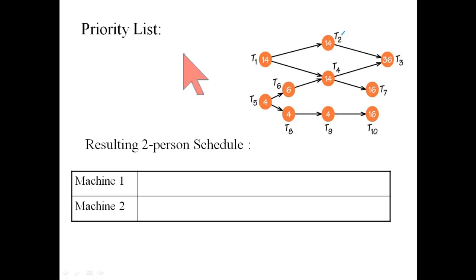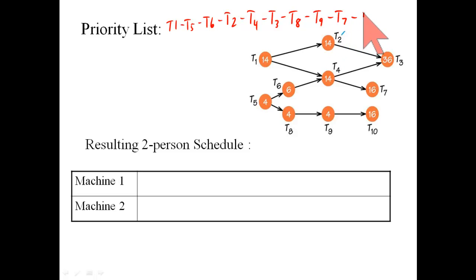So let's list them here. We ended up deciding that task 1, task 5, task 6, task 2, task 4, task 3, task 8, task 9, task 7, and task 10. In that order is the priority list that resulted from critical path scheduling.